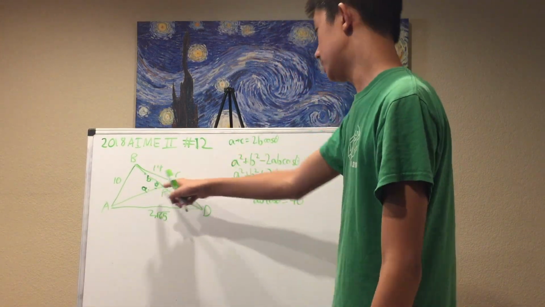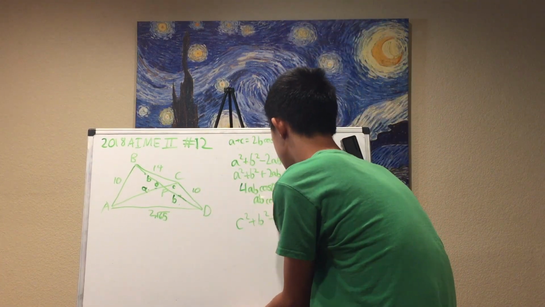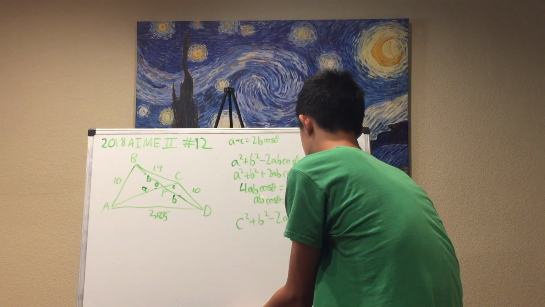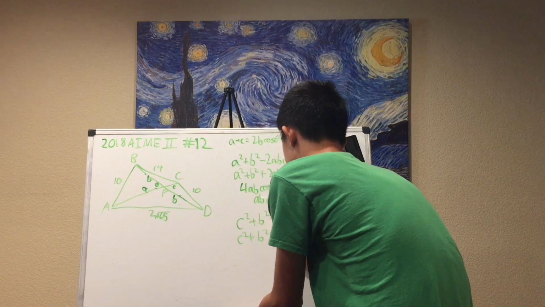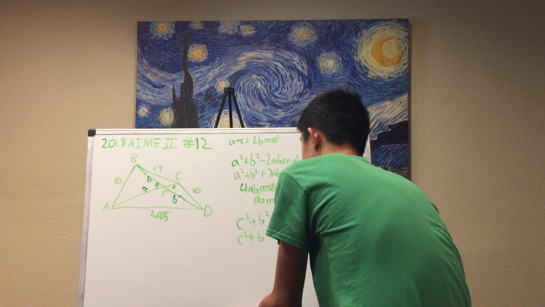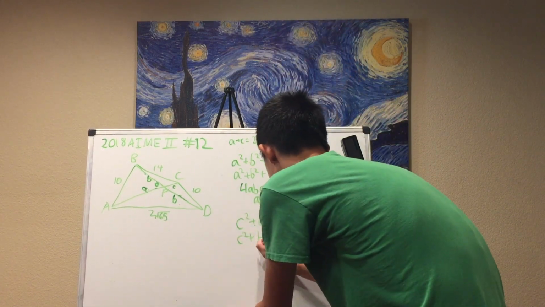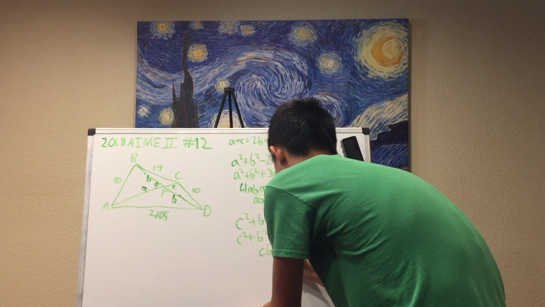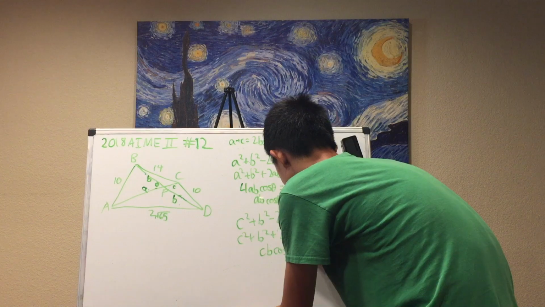Now, working on BPC and CPD, we have C squared plus B squared minus 2AB cosine theta equals 100. And by the same reasoning, C squared plus B squared plus 2CB cosine theta is 196. So just subtract and simplify, and we get CB cosine theta equals 24. I'll write that more neatly.